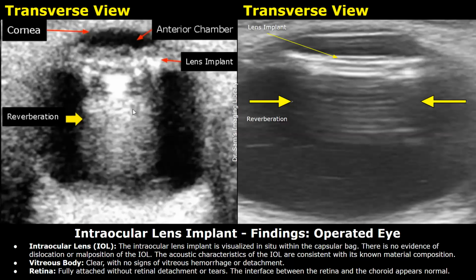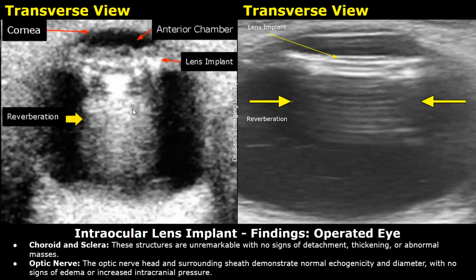Vitreous body, clear with no signs of vitreous hemorrhage or detachment. Retina is fully attached without retinal detachment or tears. The interface between the retina and the choroid appears normal. The choroid and the sclera are normal. The optic nerve is also normal.